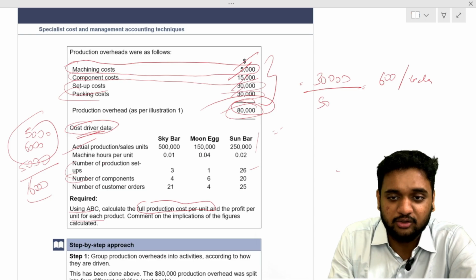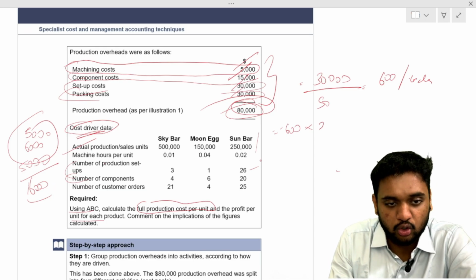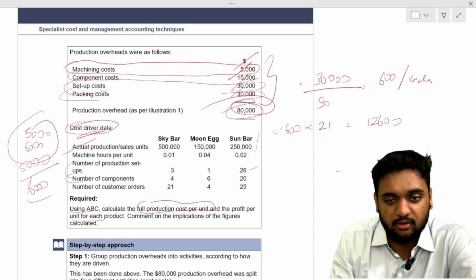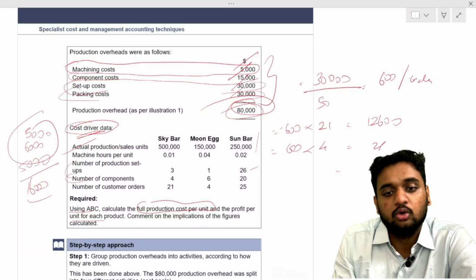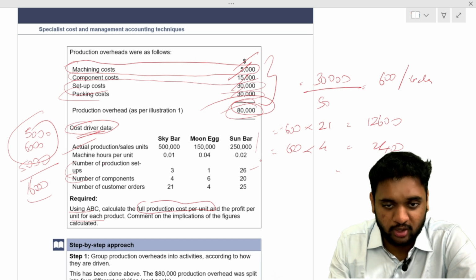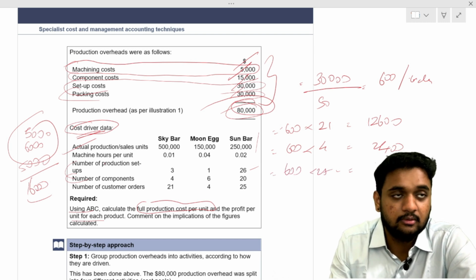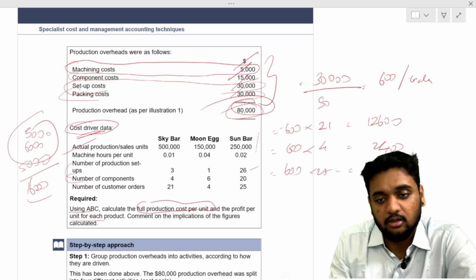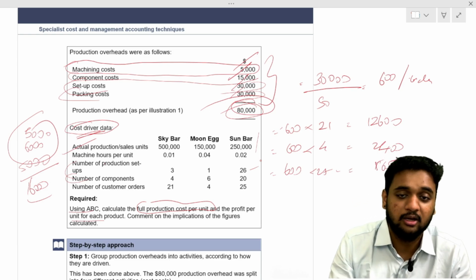Now for the 3 products, sky bar, moon egg, sun bar, what will be the total packing cost? 600 into 21 will be 12,600. For the second, 600 into 4 will be 2,400. For the third, 600 into 25 will be 15,000. Understood?